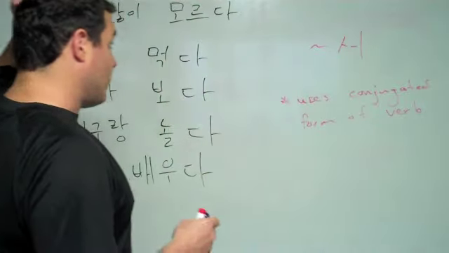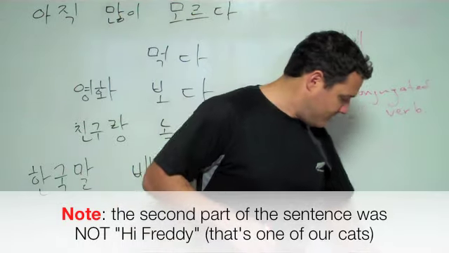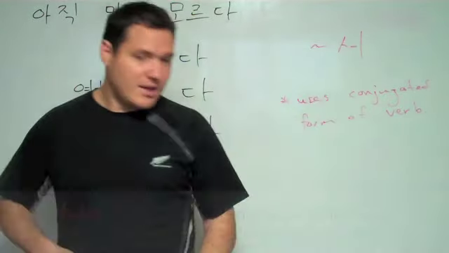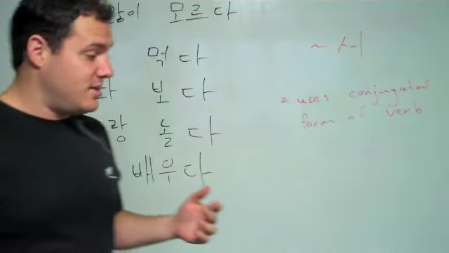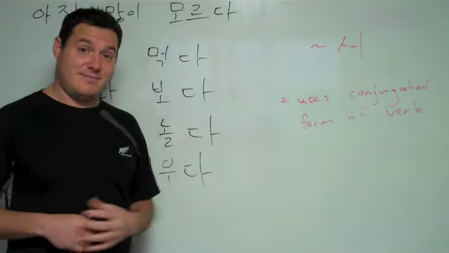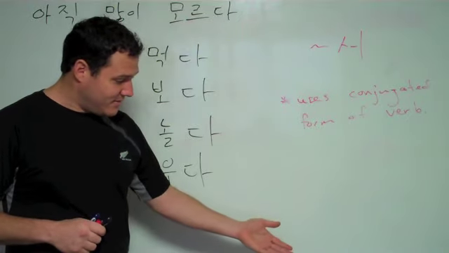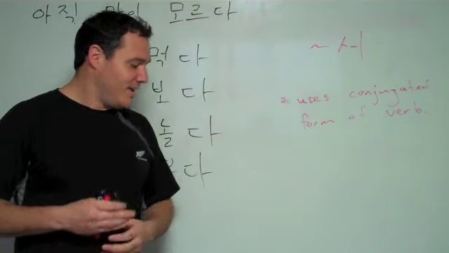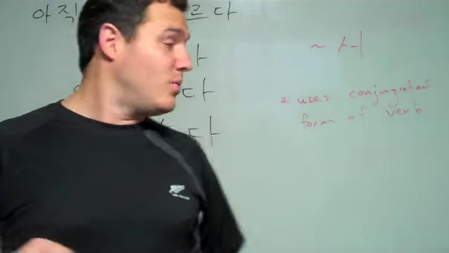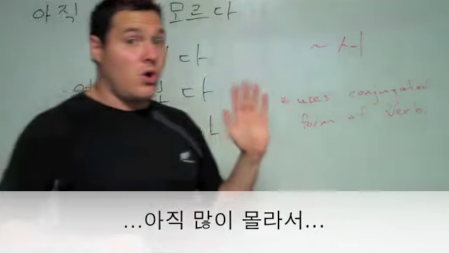The second part of the sentence was, hi Freddy. The second part of the sentence was bat. And the third part of the sentence was, no, not sure? Okay, the second part of the sentence was 아직 많이 몰라서.